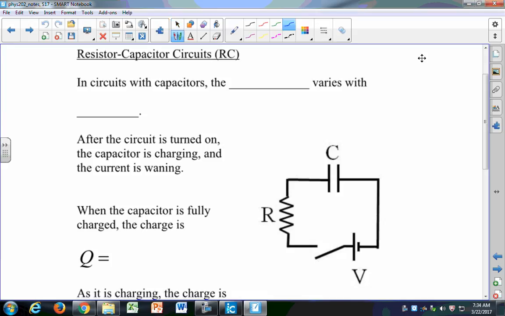So in circuits with capacitors, the current varies with time. When you turn the circuit on, you know, when you close this switch, the capacitor will charge and the current will be waning. That means that initially you'll get a really big current as you're moving charges from your power supply. You move your charges from your power supply to the capacitor, and then charges also are moving in this direction to here. So if we think about it in terms of positive charges, we get positive charges that move onto this plate of the capacitor, and then negative charges will move from this plate onto the battery.